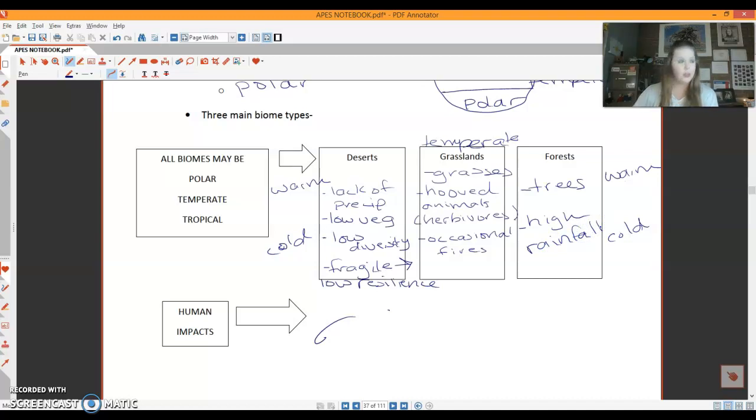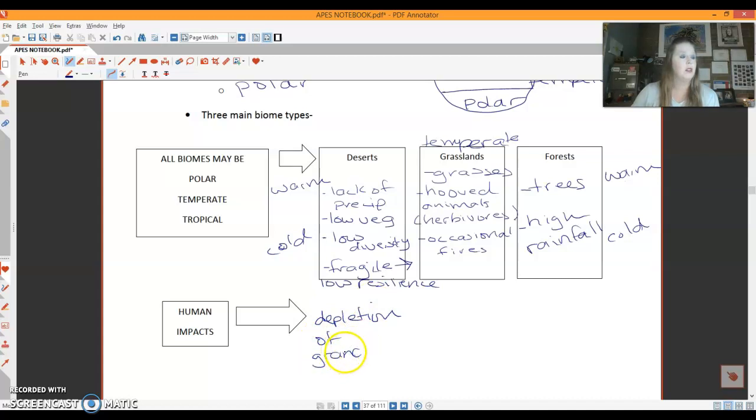So what are human impacts on these 3 ecosystems? So human impact is what we call anthropogenic. Hopefully you guys remember that from our eutrophication. So what is a human impact in the desert? Depletion of groundwater.